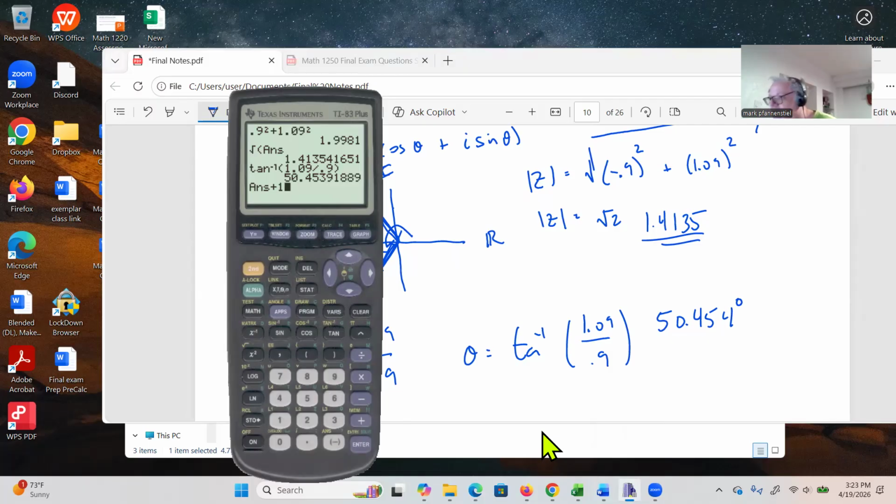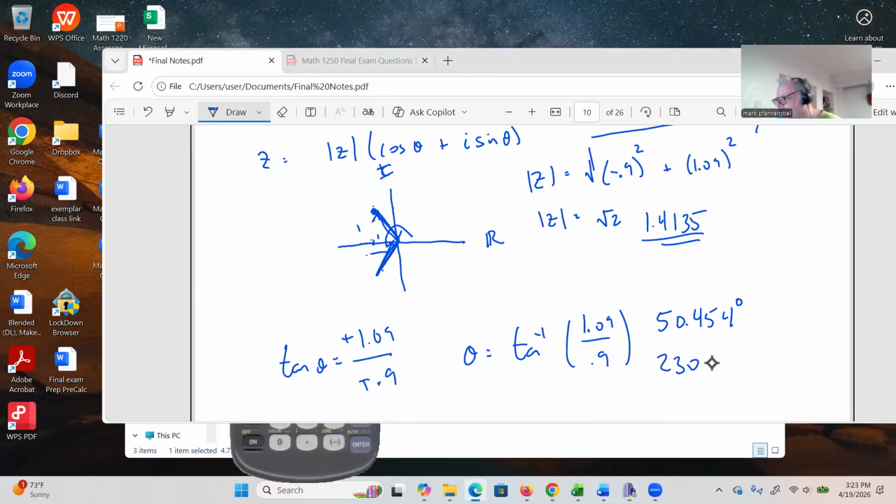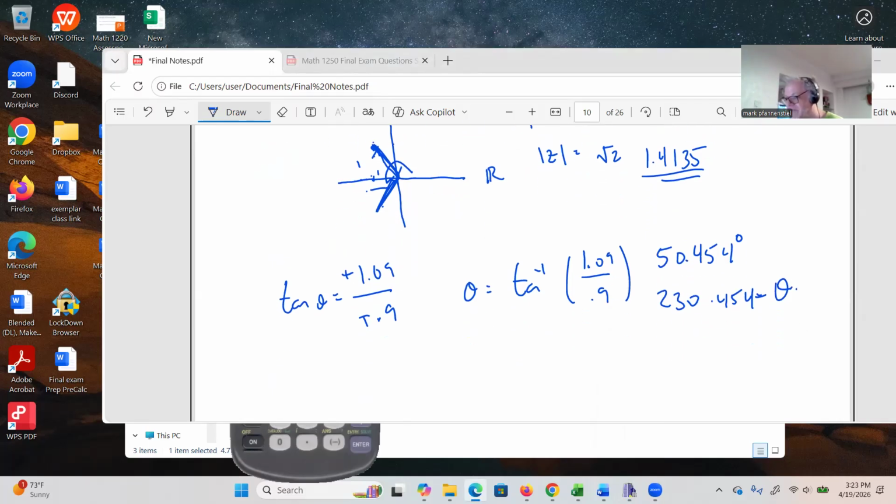I'm sorry, 180 equals... so we got 230.454. So we have 230.454. This is my original theta. All right. Now, I want to go ahead and figure out, I've got my z in polar form here.